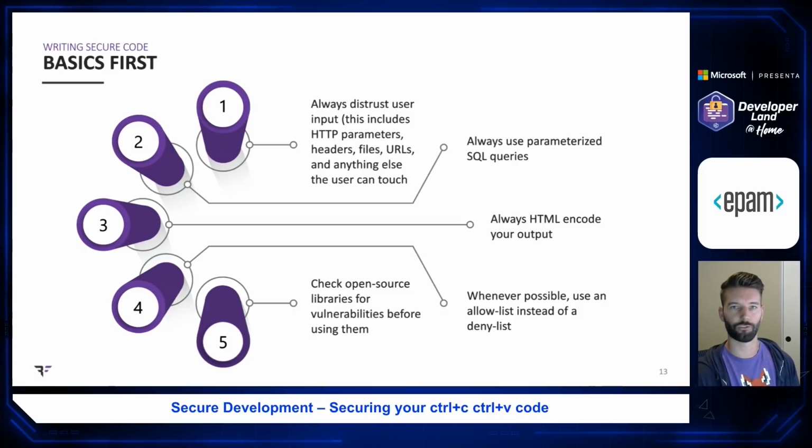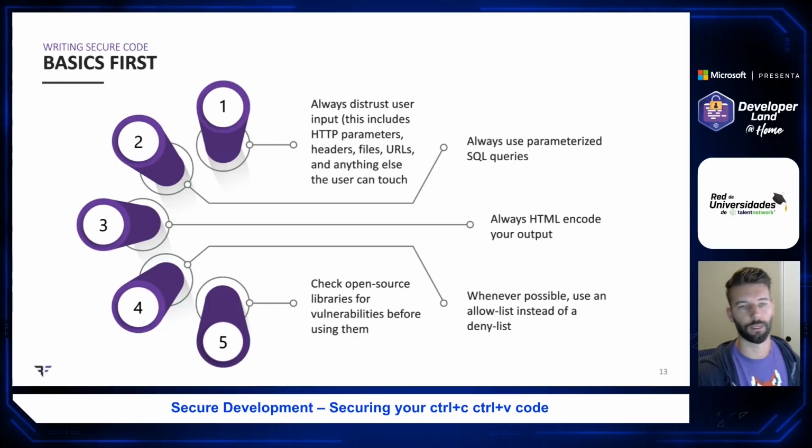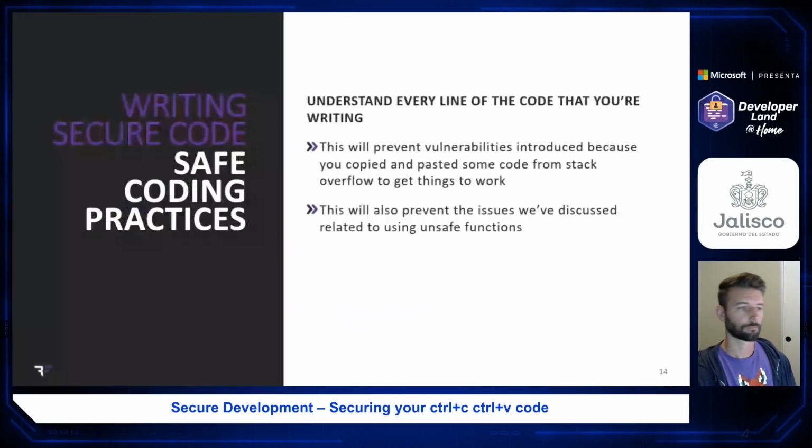Otherwise, chances are you're going to forget one, or if new technology comes out, now you have to update your deny list. It's typically just safer to specify what you do want and then deny everything else versus trying to figure out what you don't want. And then lastly, always check open source libraries for vulnerabilities before using them. We'll talk a little bit more about this one at a later slide.